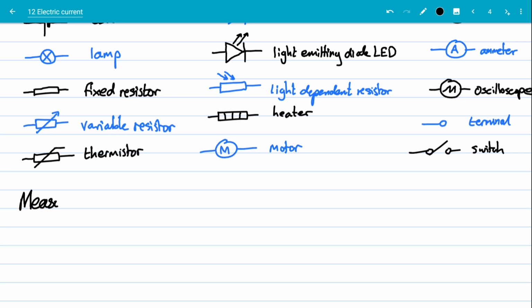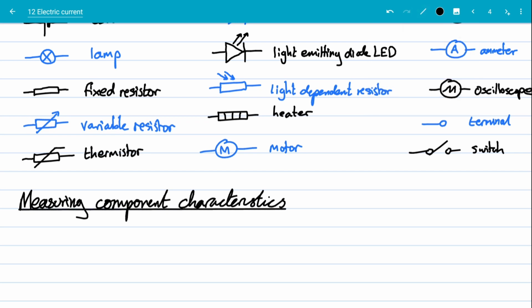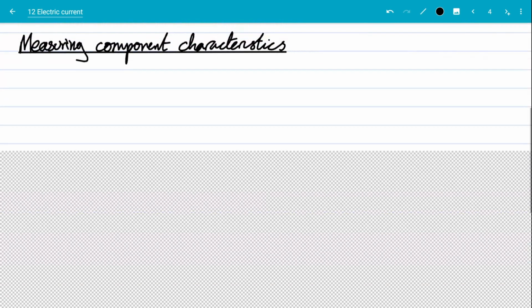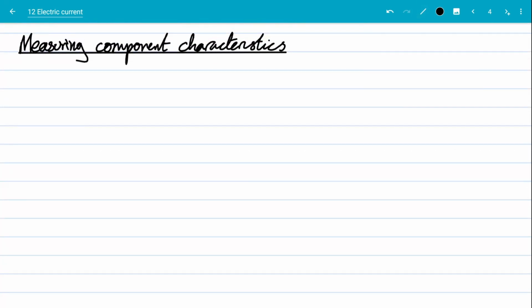So, measuring component characteristics. That's what we mean by characteristics: the way that the current through the component depends on the potential difference across it.